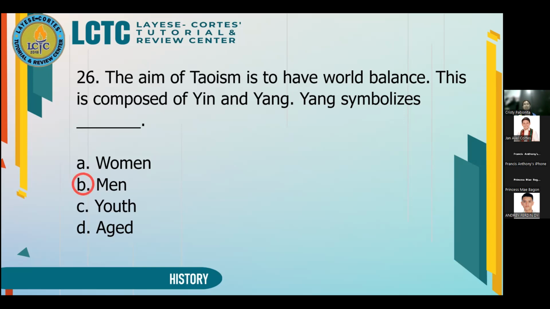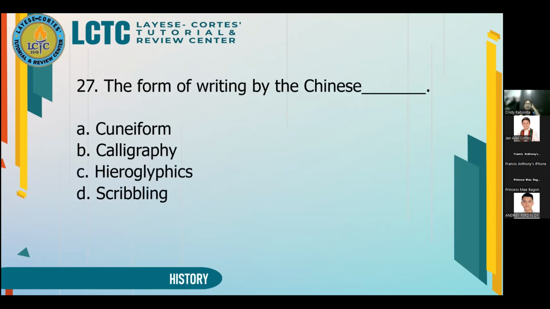That symbolizes men. The yang symbolizes men. The dark color. Okay. 27. The form of writing by the Chinese.